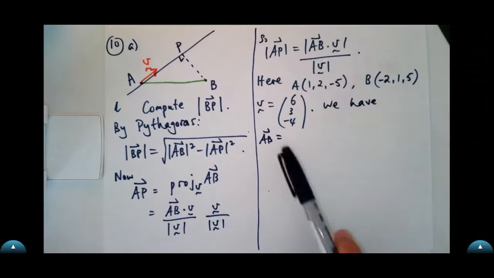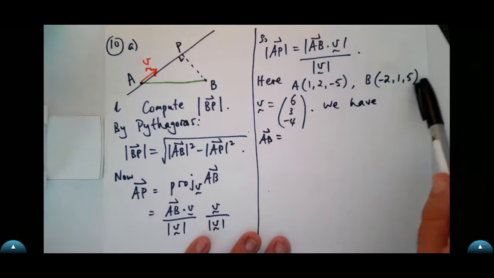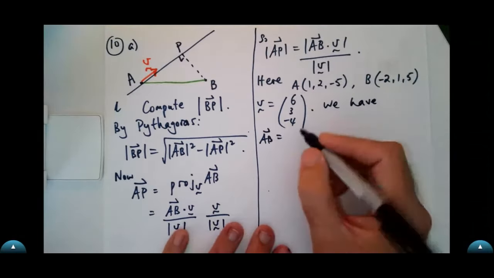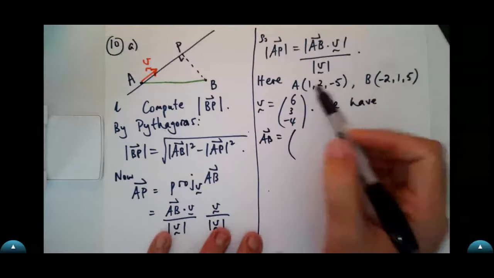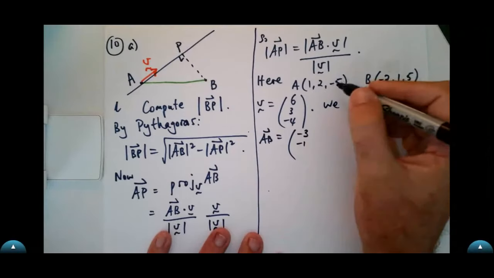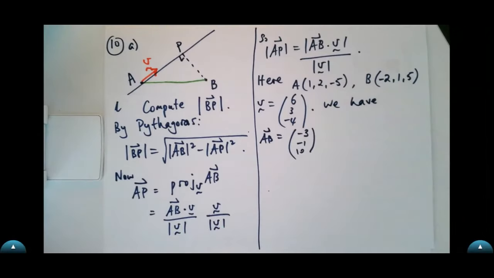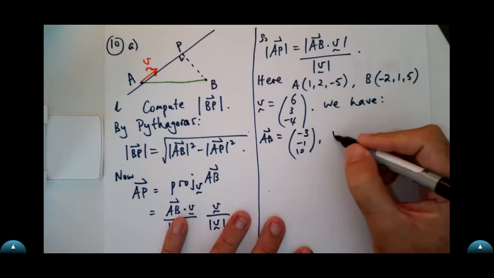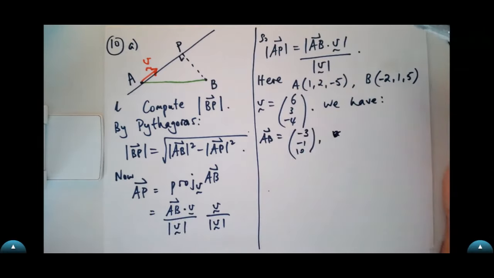The vector from the point A to the point B is the position vector of that minus the position vector of that. So you just work component-wise, right? It's going to be -2 minus 1, 1 minus 2, 5 minus -5, which is that. Okay, so that's that. V is just there, so I won't write that down again.